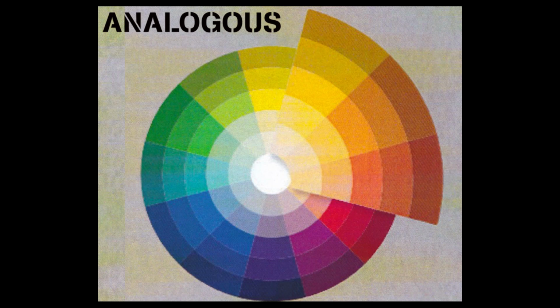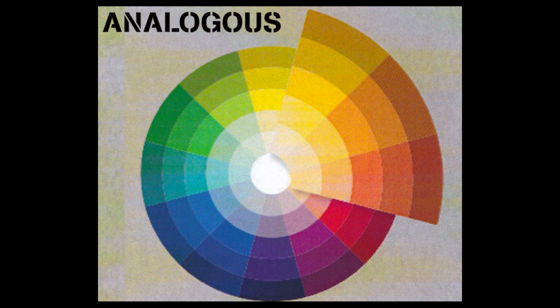effect to the model. You have an analogous scheme when you use colors that are closely related on the color wheel. These enable the human eye to easily move from one to another, and they are called analogous because one of the colors is repeated inside the others.